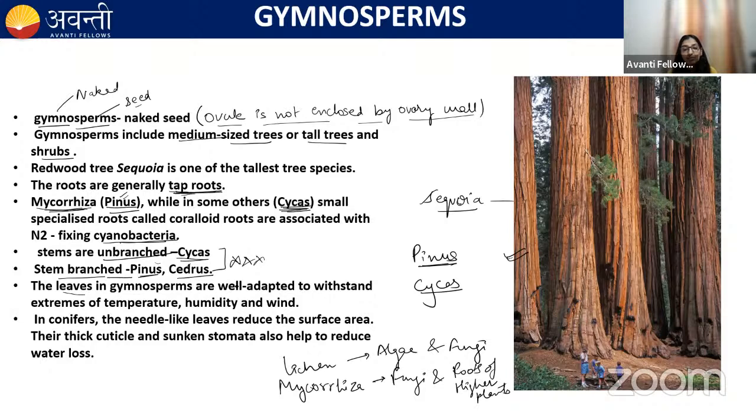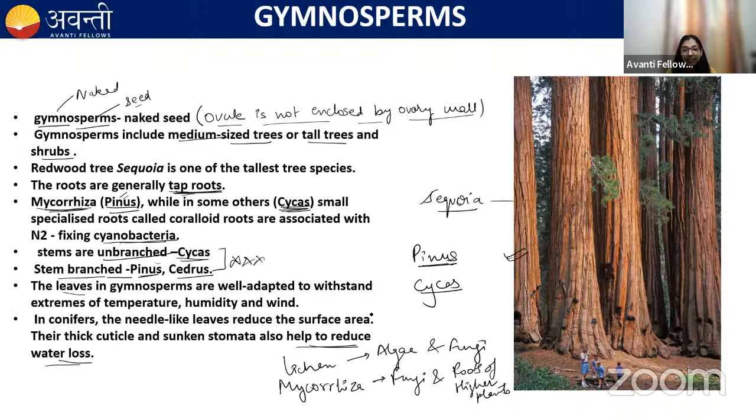Leaves which are found in gymnosperms are also well adapted to withstand the extreme temperature, humidity, and wind. The leaves in gymnosperms are needle-like in order to reduce the surface area so that less water is lost. They also have a thick cuticle, because the cuticle is a waxy layer, so it also prevents water loss. Third is the sunken stomata, present in the deep pith or on the lower surface, so that direct light cannot fall on the stomata. It also helps reduce water loss.